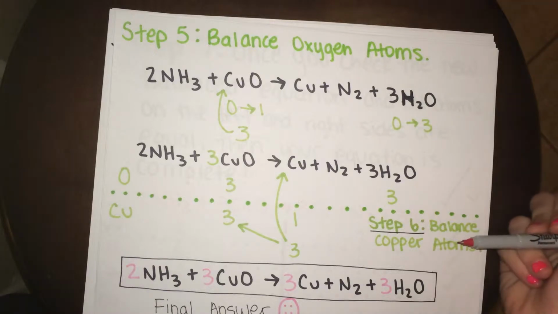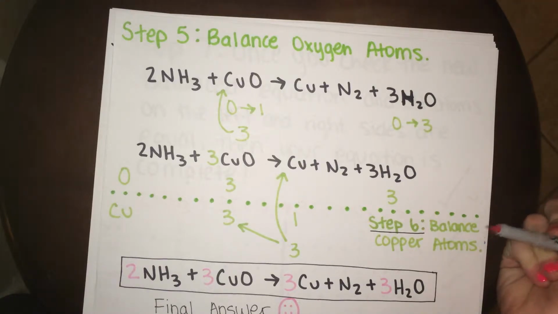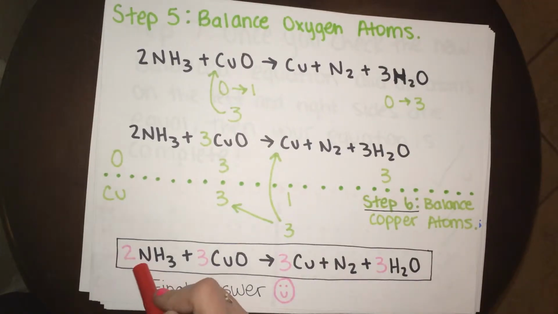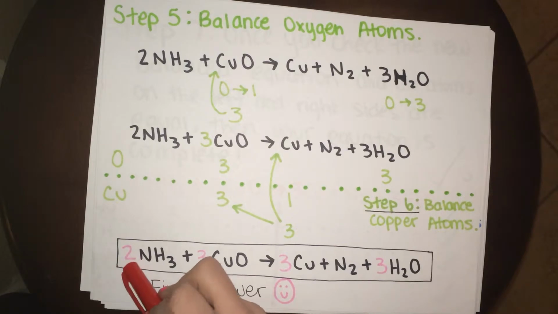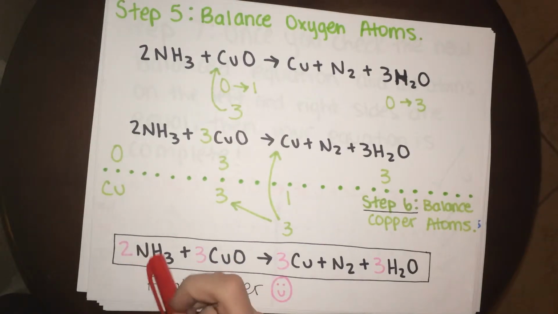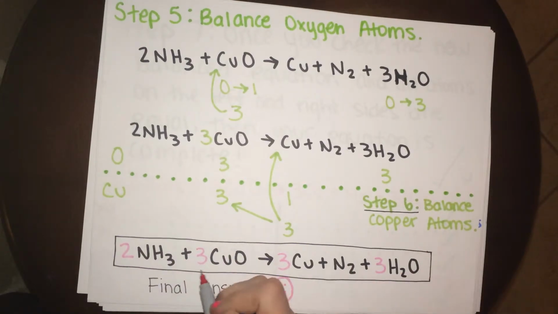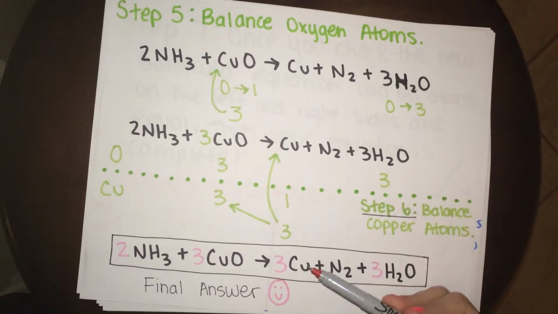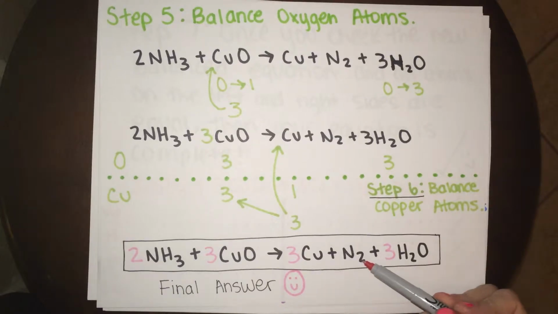So through that, you did step 6, which is balance the copper atoms, and you did that by adding a 3, where here you have your final answer. You have the coefficient of 2 here, making it 2 nitrogens, 6 hydrogens. You have the coefficient 3 here, making it 3 coppers, 3 oxygens. Coefficient 3 here, making it 3 coppers. There's already 2 nitrogens here.